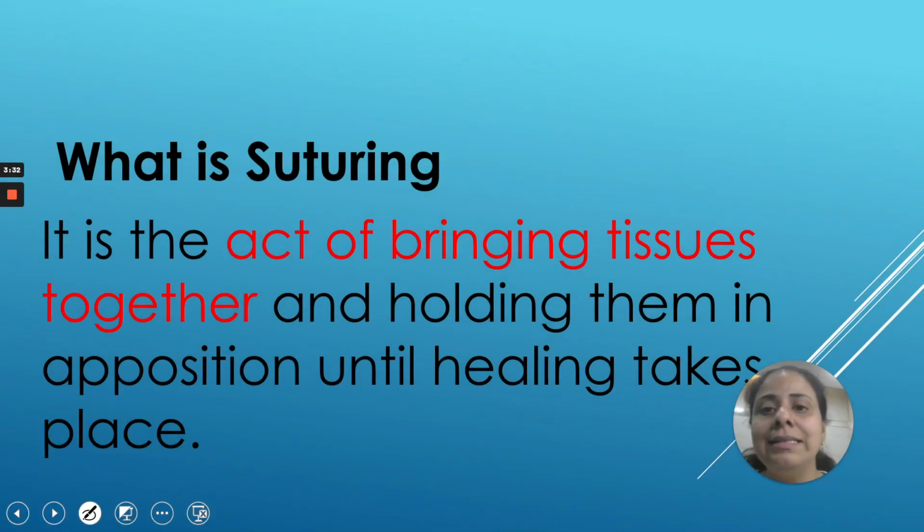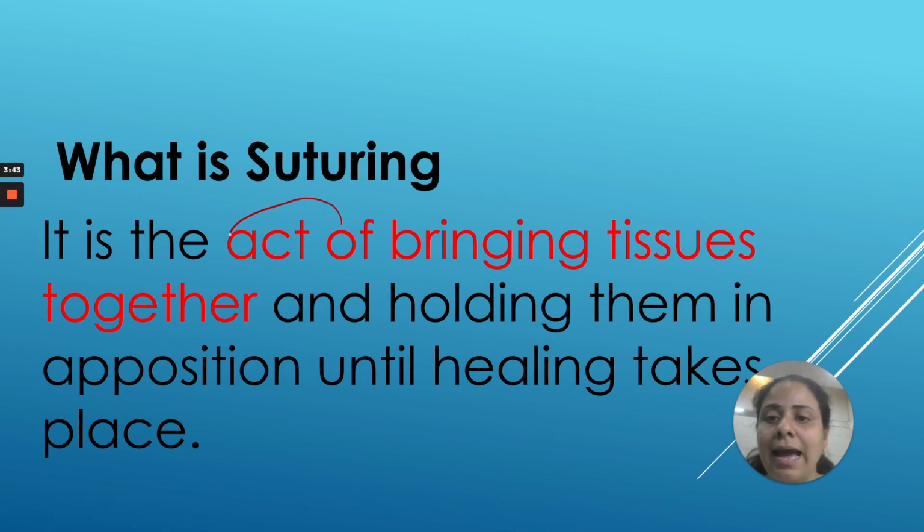So what exactly is suturing? We know a suture is a thread material which is used for the approximation of tissues. Suturing is the act of bringing the tissues together and holding them together in position until, and this is a very important line, until healing takes place. That is why different techniques exist, because whatever suturing you use should stay there until healing takes place, and in certain areas healing takes longer.